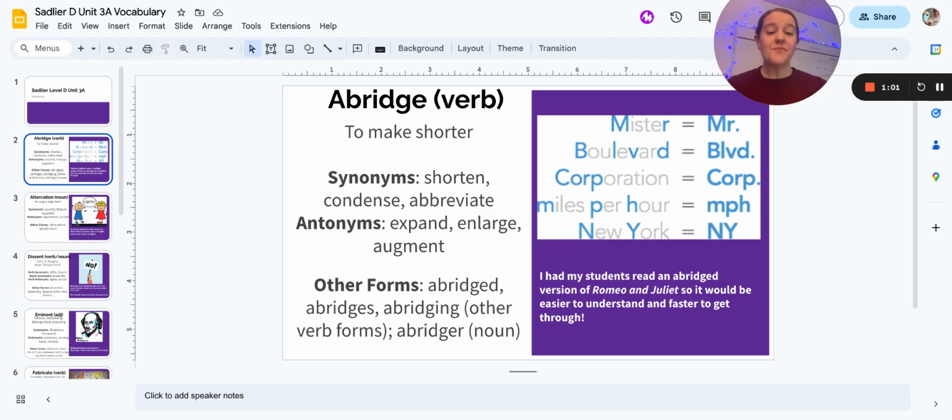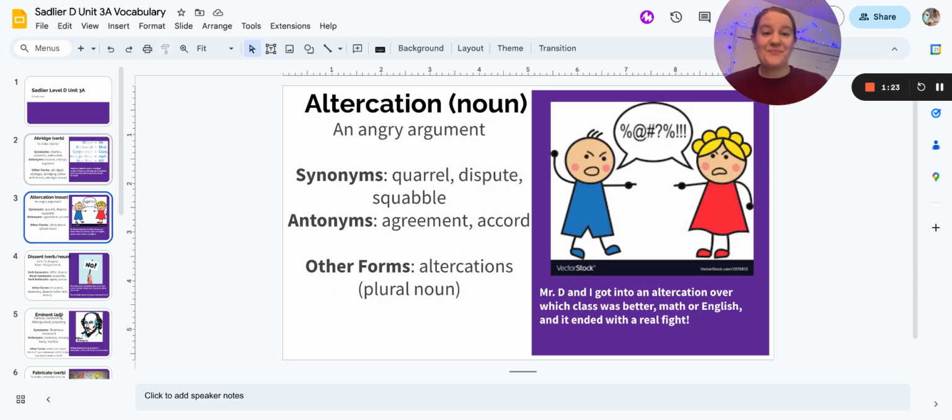And my sentence: I had my students read an abridged version of Romeo and Juliet so it would be easier to understand and faster to get through. It was a shorter version of the play. They cut some lines, they cut some scenes down, so they abridged that text. I do the same thing with my plays when I take the text of a play and I shorten it so that we know we can do that performance in a set amount of time.